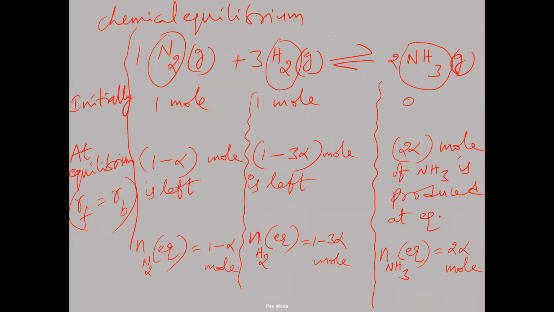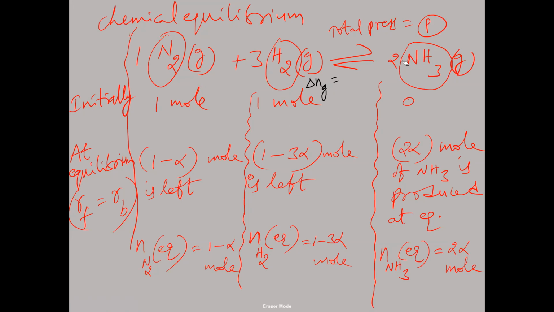Now this reaction is taking place at a total pressure of P atm. And what is delta Ng here? Delta Ng means the number of moles of gaseous products minus the number of moles of gaseous reactants.